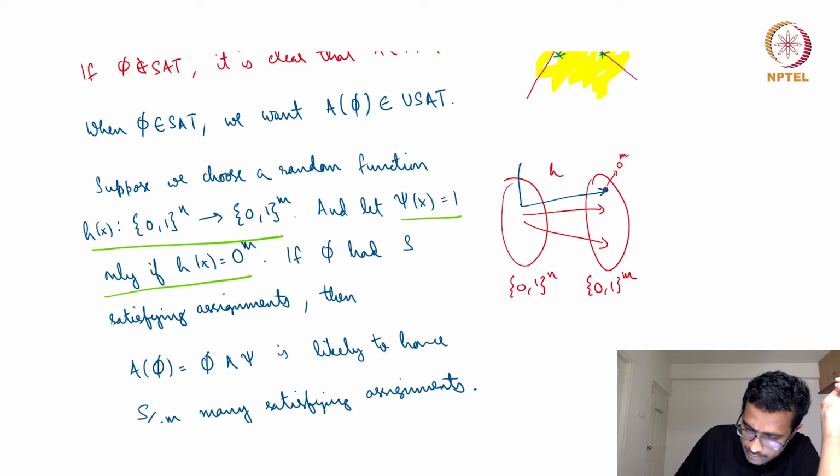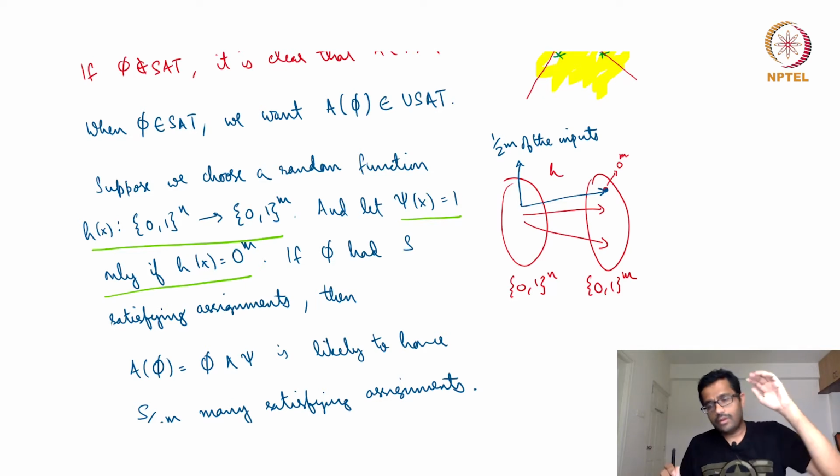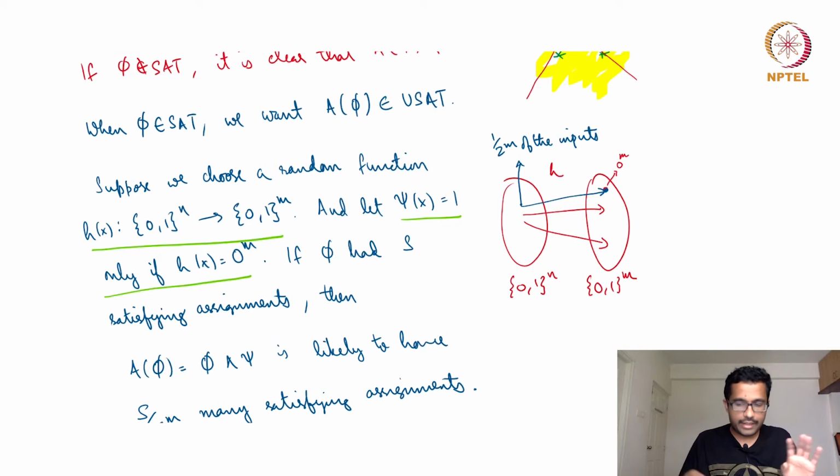So you expect 1 divided by 2 power m of the inputs to be mapped to the all 0 output. So we choose h in such a way that the number of satisfying assignments will be roughly of the order of 2 power m, so that 1 by 2 power m of the inputs means it will be roughly of the order of 1, right?